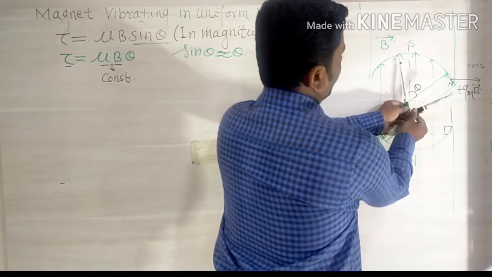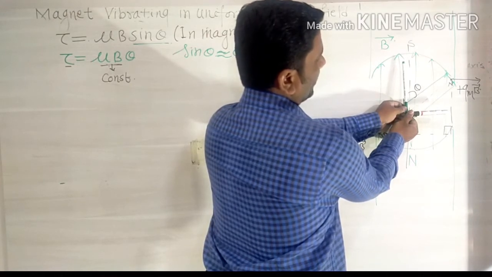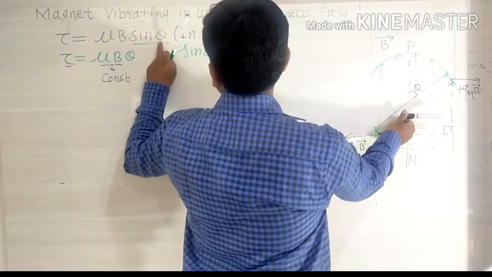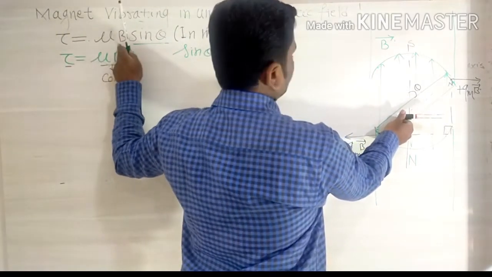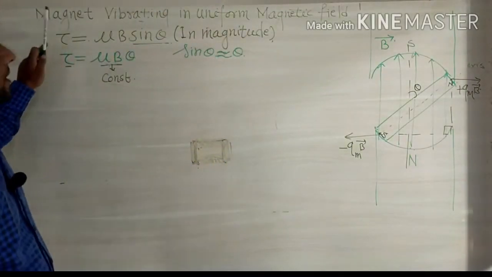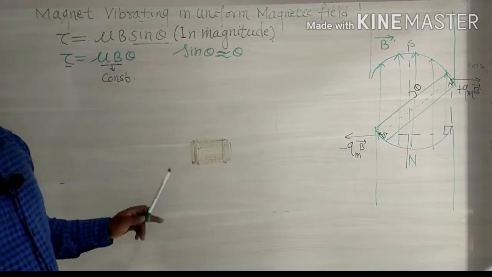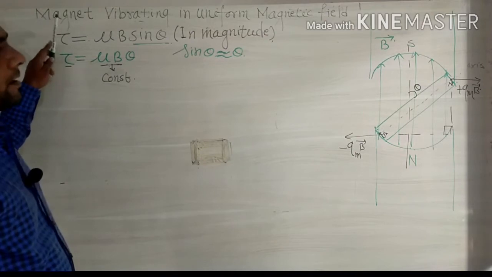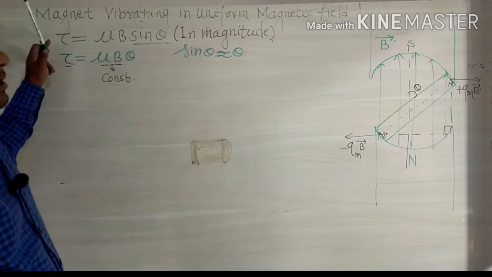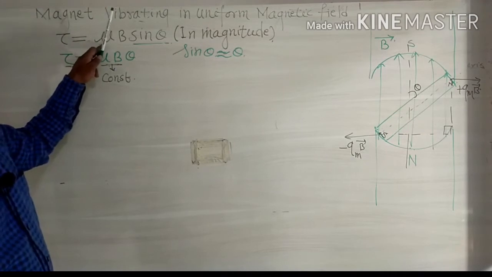But if this bar magnet and the magnetic lines of force are mutually perpendicular to each other, then theta is equal to 90 degrees and sin 90 degrees is equal to 1. So torque is maximum, that is equal to mu B. So that is the case when torque is maximum and when torque is minimum. When the bar magnet and uniform magnetic field are parallel, the torque is 0, and when they are mutually perpendicular, then torque is maximum, equal to mu B.